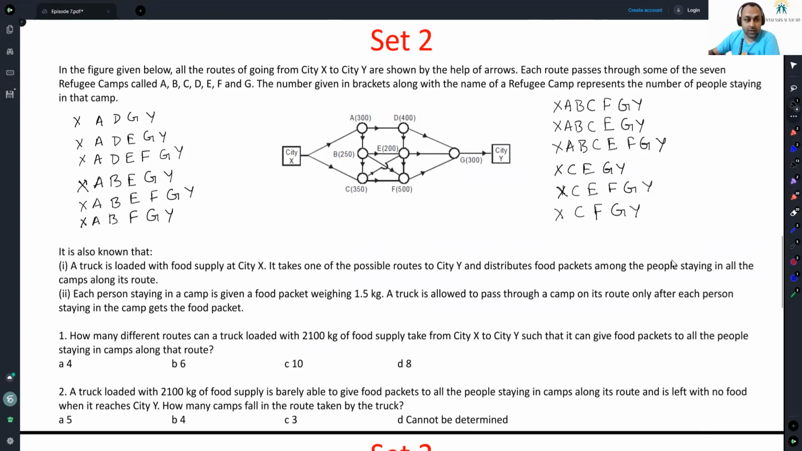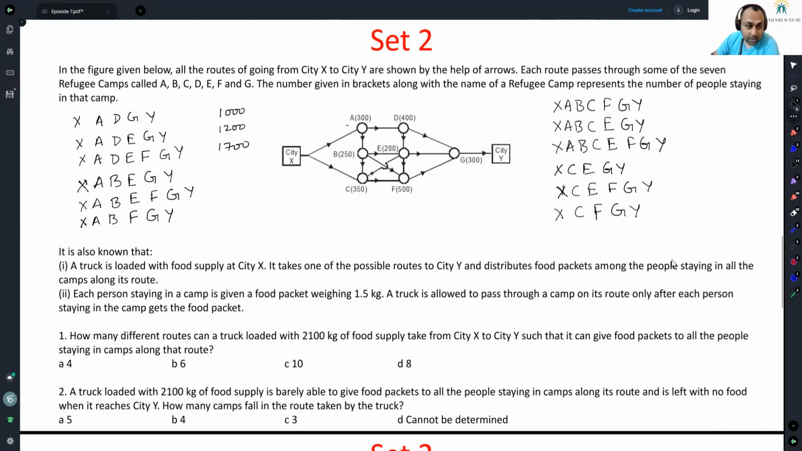Now I will also have to calculate the individual number of people along each route. So A, D, G: 300, 400, 300. So 1,000 people here. XAE, so 300, 400, 300, 200 extra. So 1,200 people here. XAD. Basically, an F has been introduced extra. So 1,700 here.